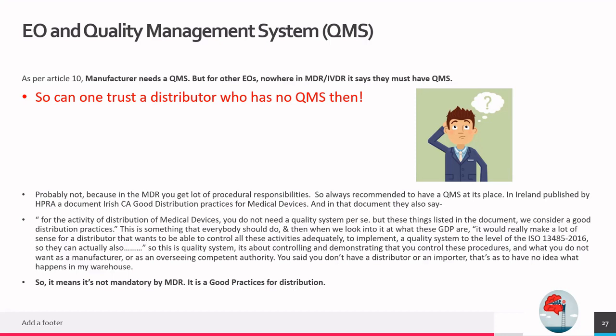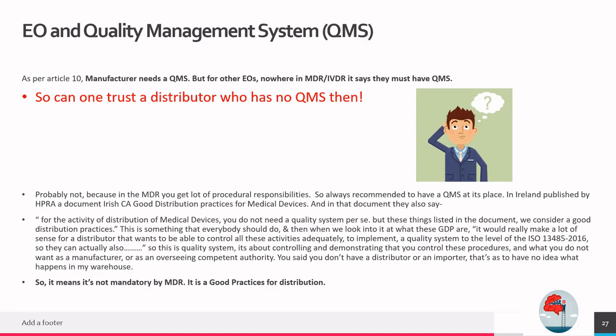That is the question. Probably not, because in the MDR you get a lot of procedural responsibility. So always, as regulatory people, we should recommend to clients that they have a QMS in place. In Ireland, the HPRA published a document called Good Distribution Practices for Medical Devices. In that document, they say, as I'm reading, for the activity of distribution of medical devices, you do not need a quality system, but these things listed in the document we consider as good distribution practices. So this is something that everybody should do, they are saying.